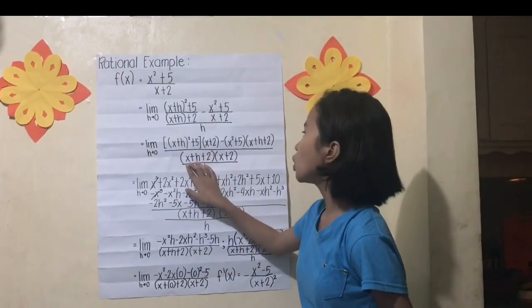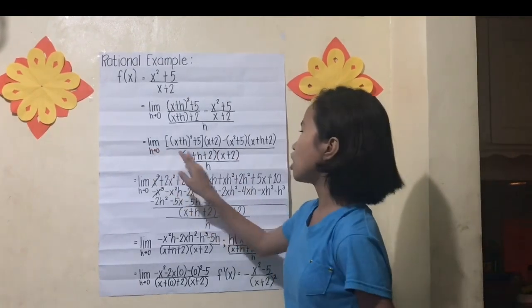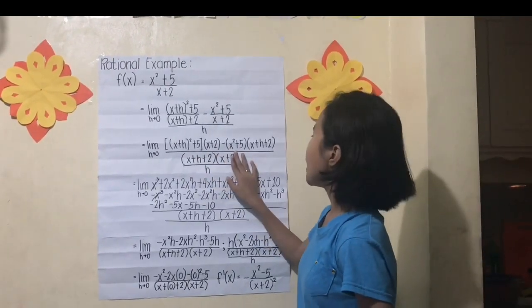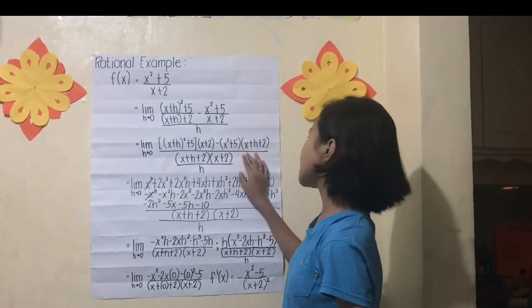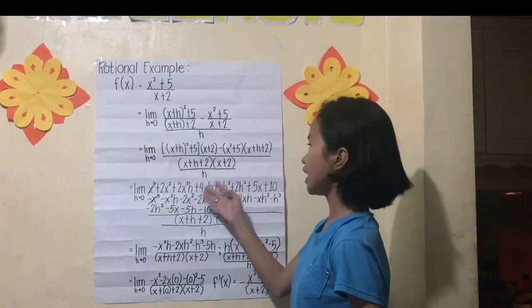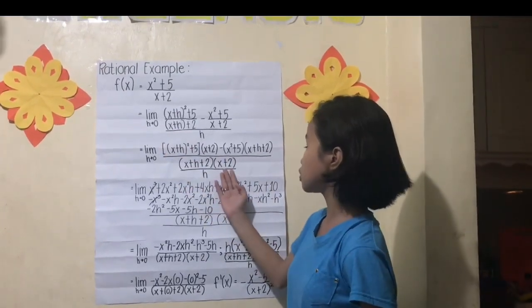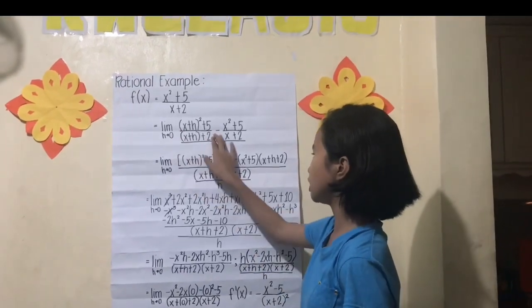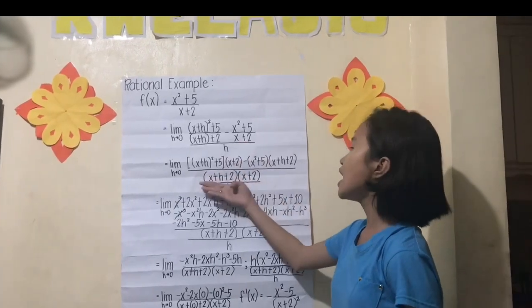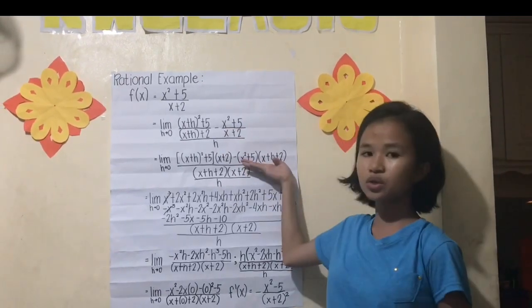So we have the LCD of (x + h + 2) and (x + 2). So here we have the limit of [((x + h)² + 5)(x + 2) minus (x² + 5)(x + h + 2)] over [(x + h + 2)(x + 2)] over h. As you can see, we divided this denominator here and we have x + 2 left, and then we multiplied it by this numerator. So we come up with these terms, and then we divided this denominator here. So we have x + h + 2 left, and then we multiply with the numerator. So we have this resulting answer.